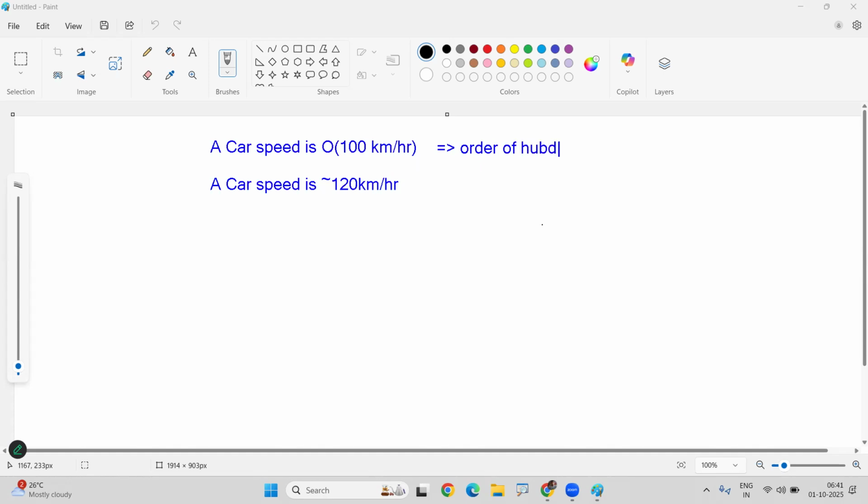In hundreds we are telling. But this one is not just saying in hundreds, in thousands, in tens, or in lakhs. No, right? It is clearly telling us something much more exact, like 140, 120, or 130. So that is simply called tilde notation. Can you explain with a simple example?